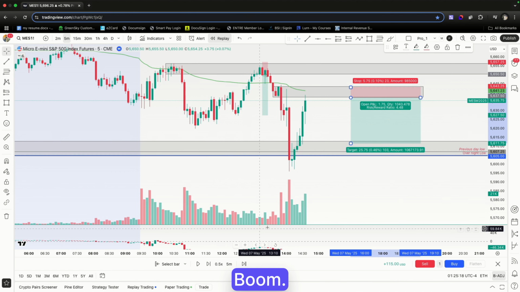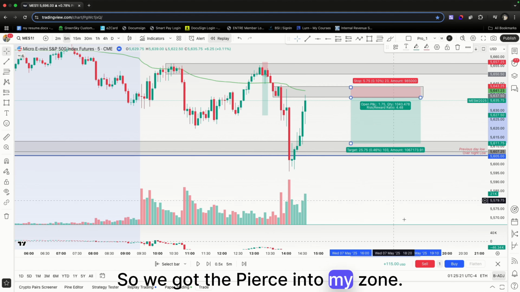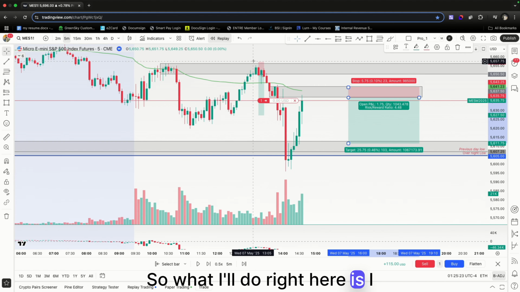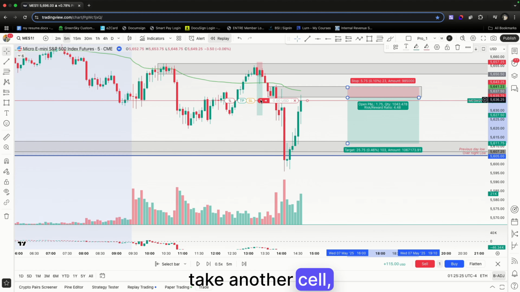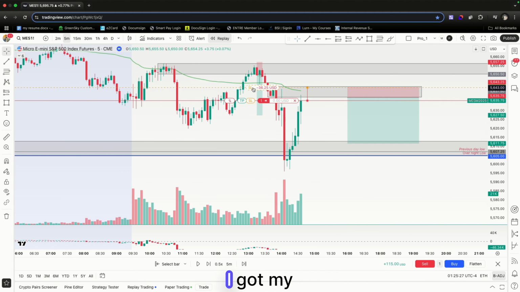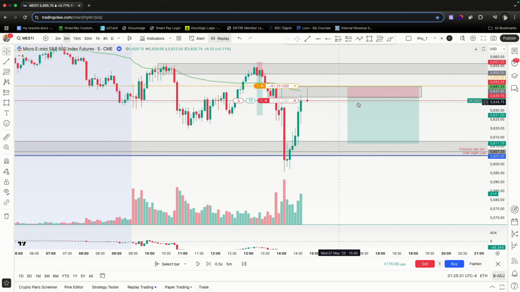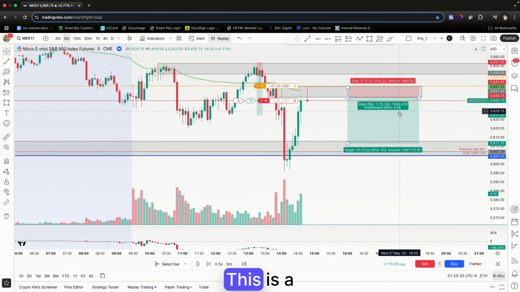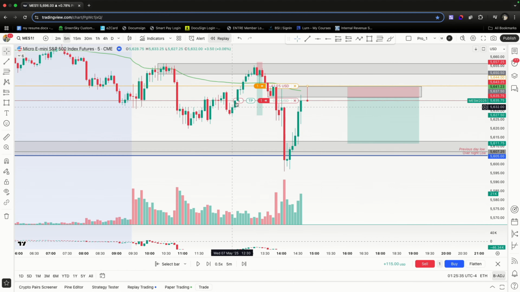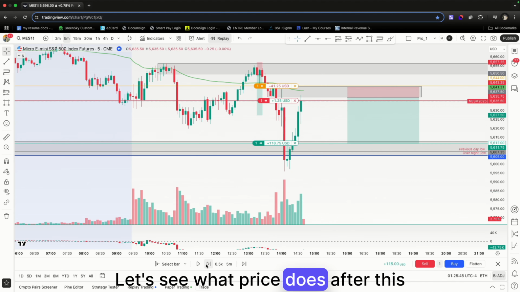So let's see how price moves. Okay, boom. So we got the pierce into my zone. So what I'll do right here is I take another sell, right? I got my stop loss right there. And this is a, wow, this is a 4-hour trade. So let's see. Right back down into our demand zone. Let's see what price does after this.